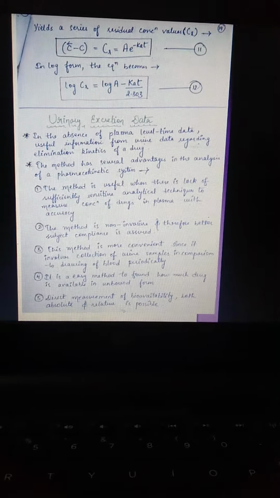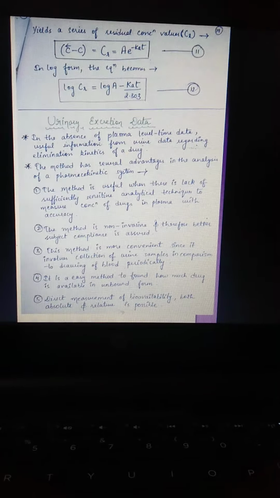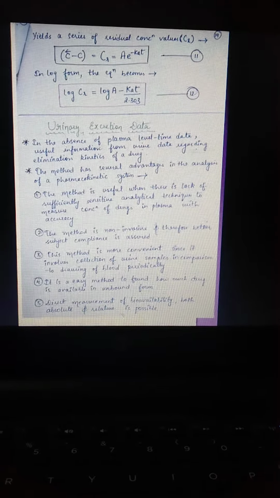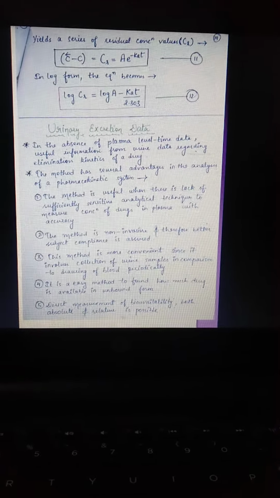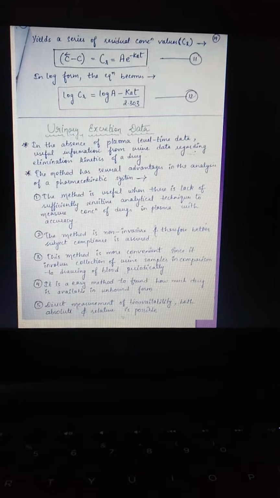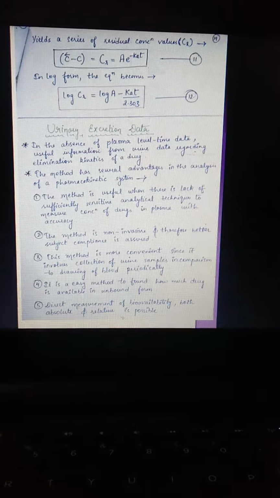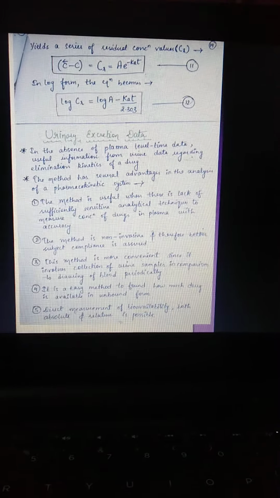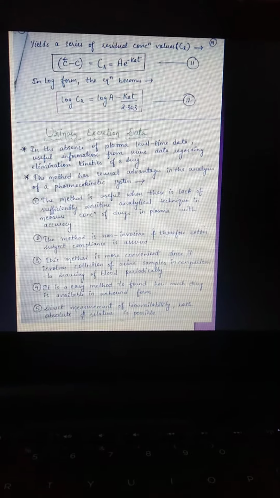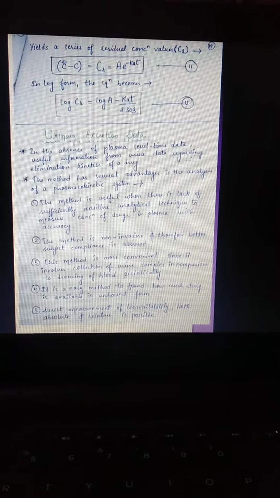It is non-invasive and convenient. First order elimination, excretion and absorption rate constants and fraction excreted unchanged can be computed from such data. It allows direct measurement of bioavailability, absolute and relative, as we told in the class, and when coupled with plasma level time data, it can be used to estimate the renal clearance of the unchanged drug.